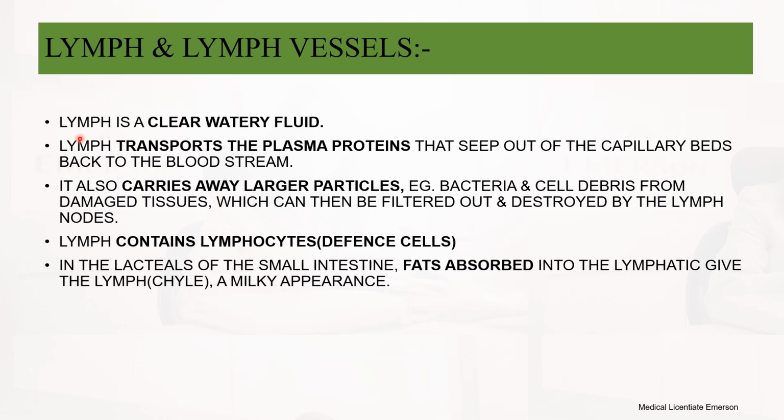Okay. So now let's start with the structures such as the lymph and the lymph vessels. So the lymph is a clear watery fluid, and the lymph actually transports plasma proteins that seep out of the capillary beds back to the bloodstream. It also carries away large particles, for instance, bacteria and cell debris from damaged tissues, which can then be filtered out and destroyed by the lymph nodes. And lymph actually contains lymphocytes, which are the defense cells.